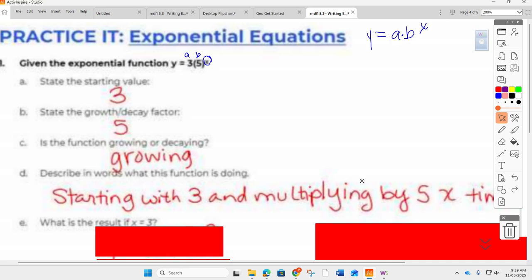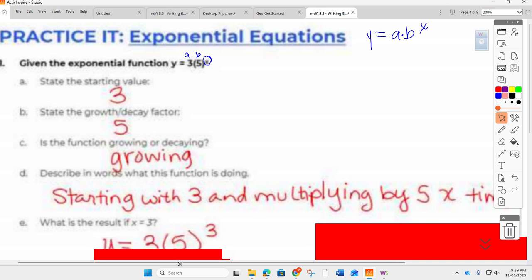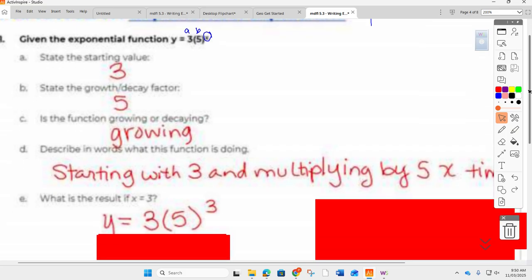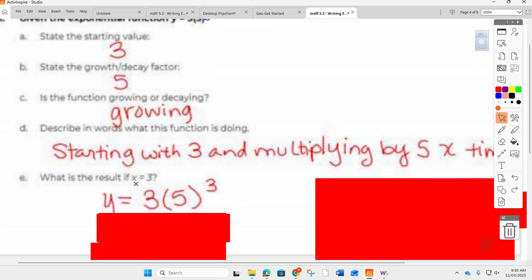y equals 3 times 5 to the third power. So we're going to replace x with 3. That is how we solve that. Find the result if x is 3. That means we replace the x in that exponential function with 3.